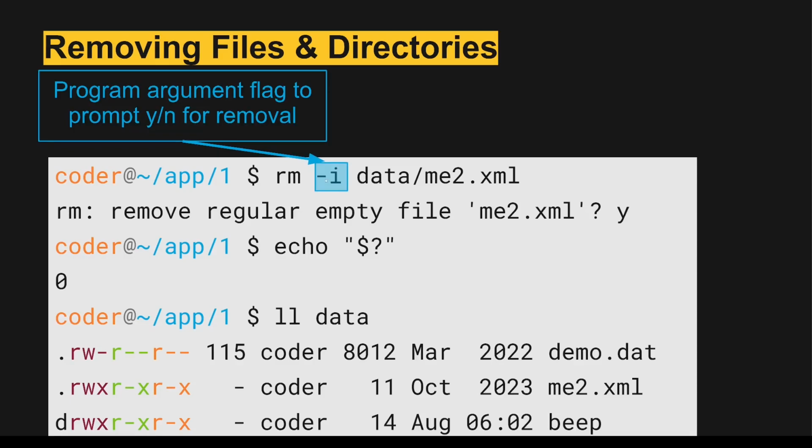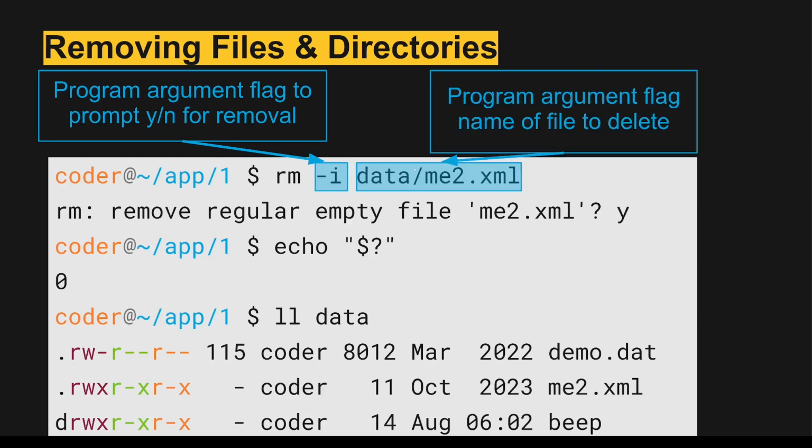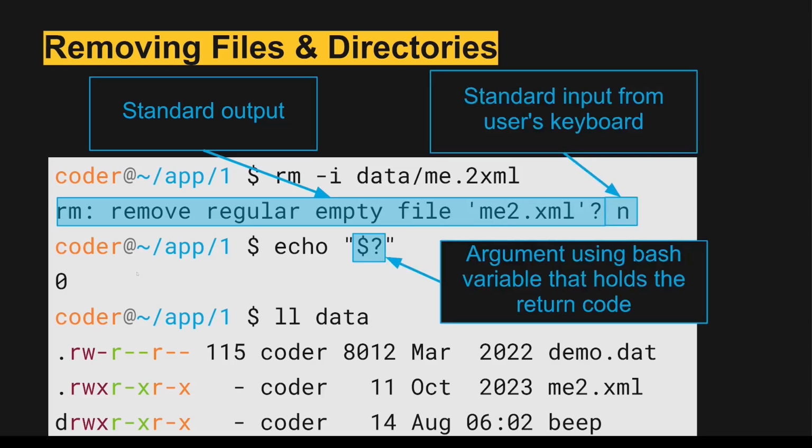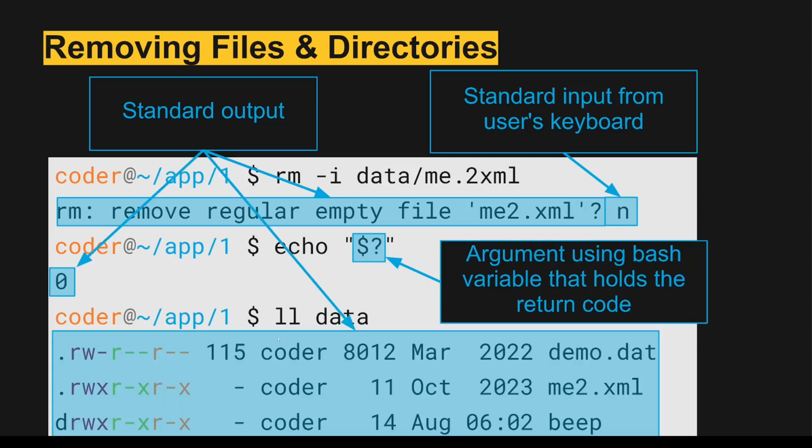So this is -i, a program argument that we talked about, to interactively remove it. And then notice here that remove takes another argument that tells it the file to remove. And then it writes out to standard output asking you if you want to remove the file. And you can select yes or no. Next, we can check the return code by echoing $?. And then we can do ll data to see what's left in there, what's happened. And all of these that this is highlighting are standard output.